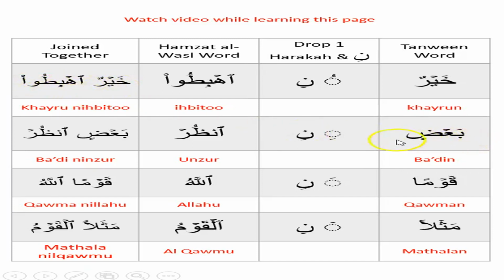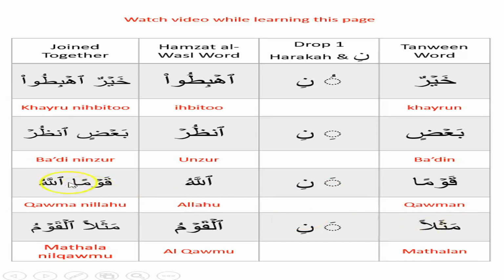Ba'dan unzur. That's a Noon with a kasra, and the next word is unzur. Here we have the Fathatain, so the Fathatain turns into a Fatha, and the last Noon has a Kasra. We have qawman Allah.